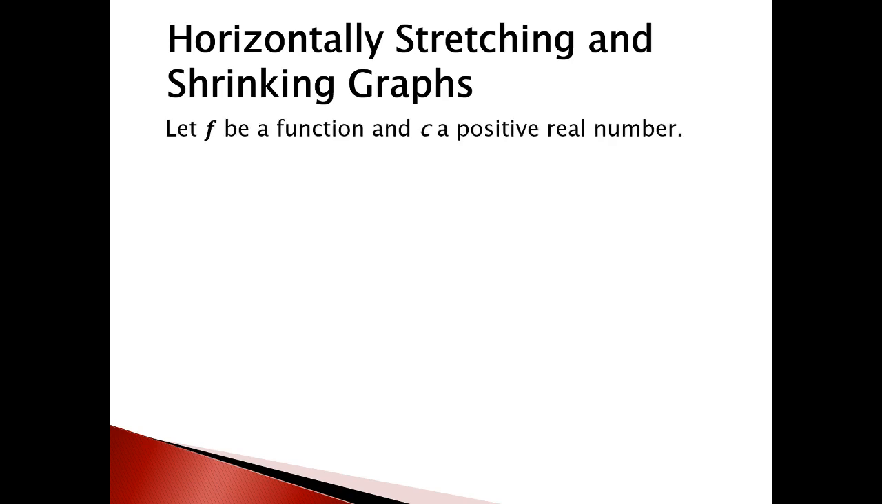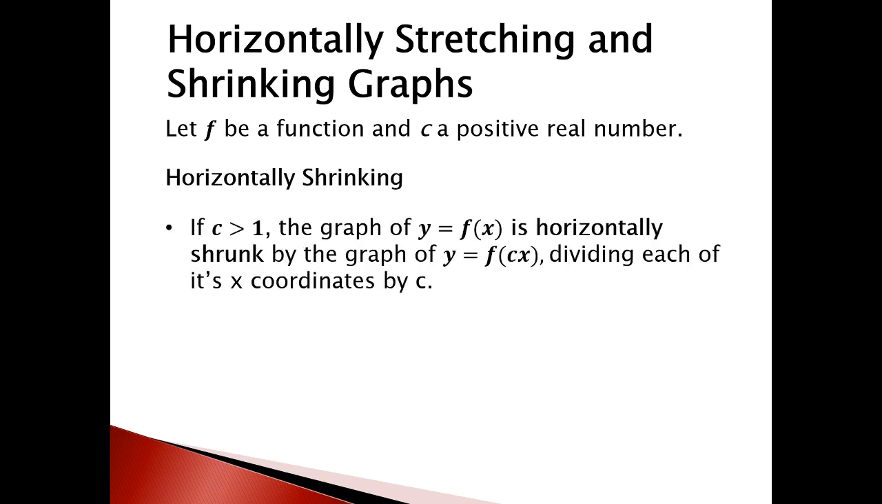Let f be a function and c a positive real number. Horizontally shrinking: if c is greater than 1, the graph of y equals f of x is horizontally shrunk to the graph of y equals f of cx, dividing each of its x coordinates by c.